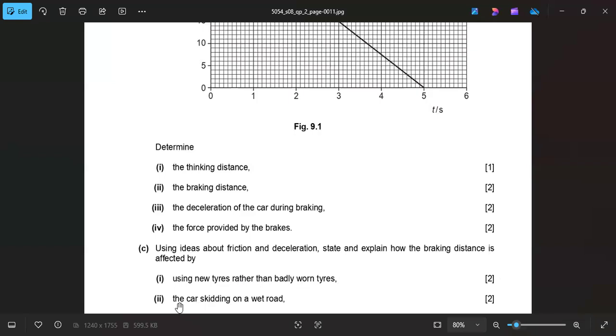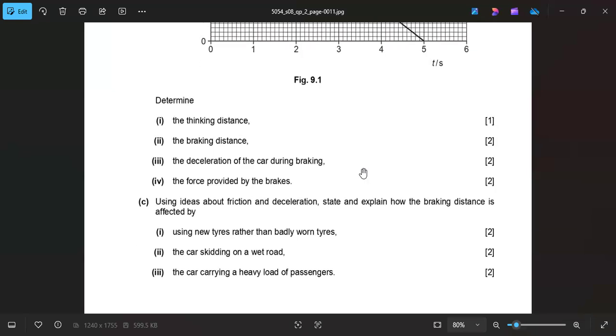And the skidding on a wet road, the braking distance will increase, 1 point, and then this is because there is less friction due to the wet road. The water between the tire and the road provides less friction. So these 2 points. Okay.